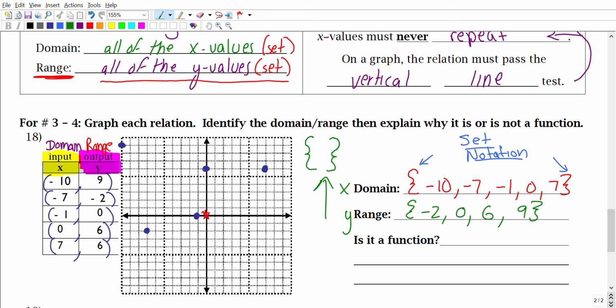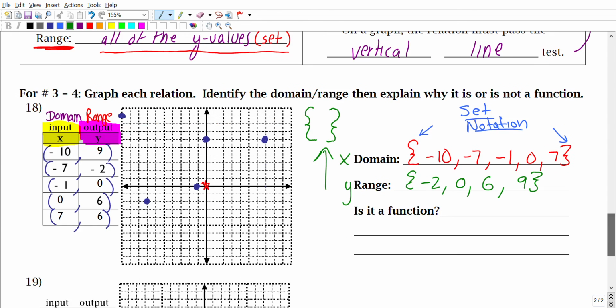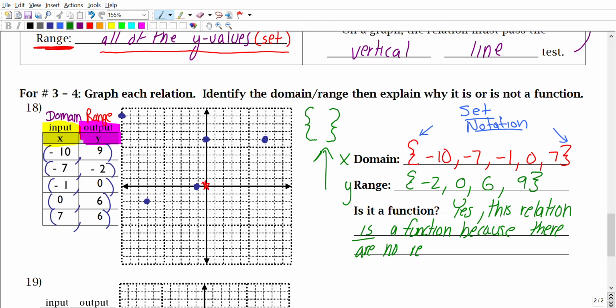So because none of them repeated, I can tell you right away that yes, this relation is a function because there are no repeats in my x values. Or you could also say, yes, it is a function because all of the x values are unique.